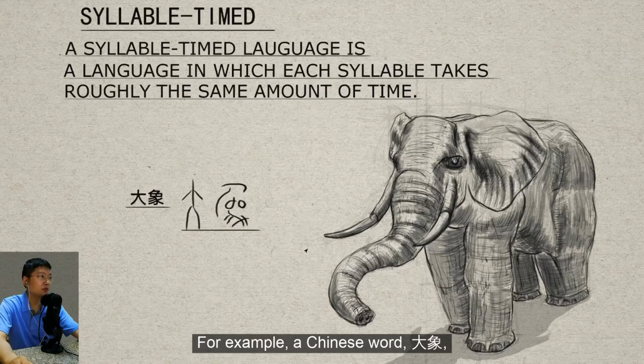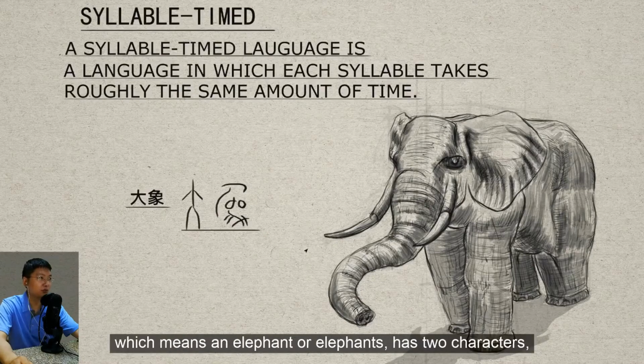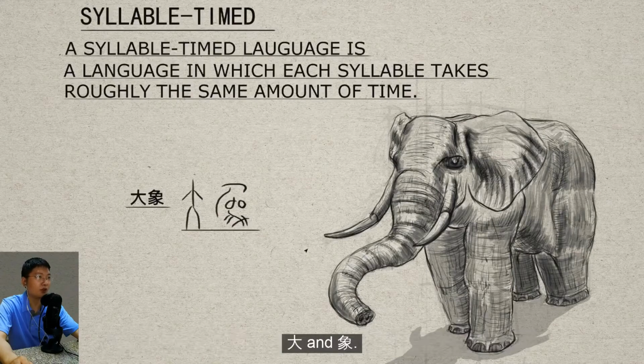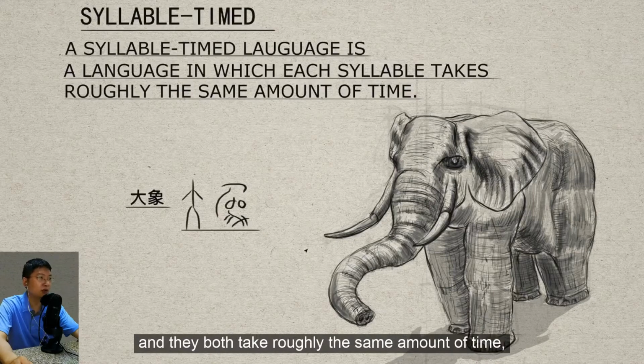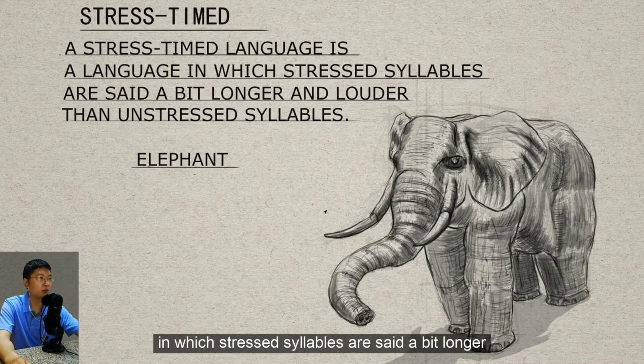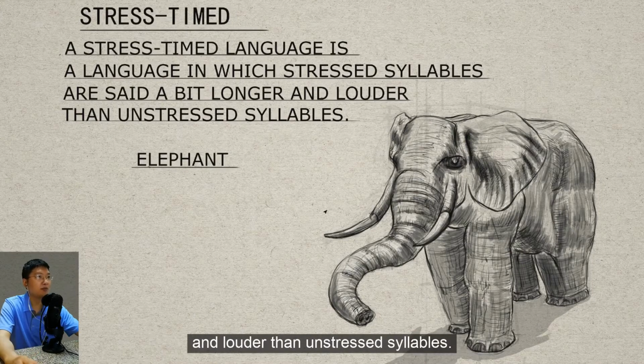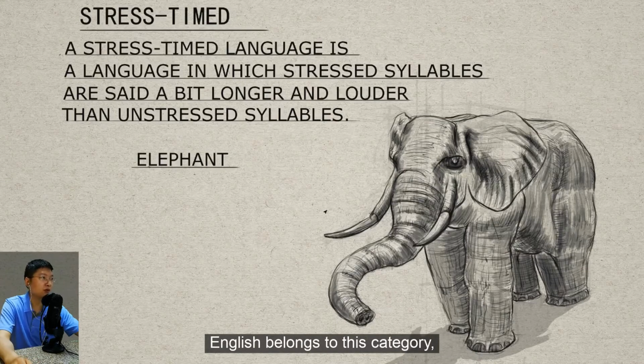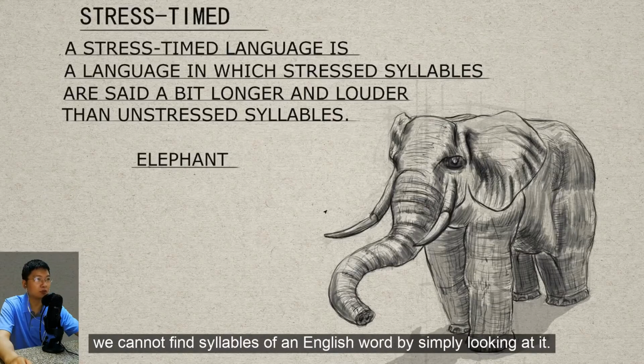For example, a Chinese word, 大象, which means an elephant or elephants, has two characters, 大 and 象. Each character is a syllable, and they both take roughly the same amount of time. Whereas a stress-timed language is a language in which stressed syllables are said a bit longer and louder than unstressed syllables.